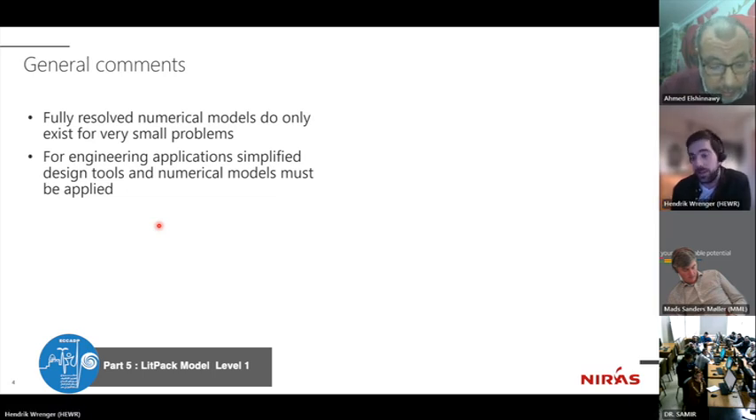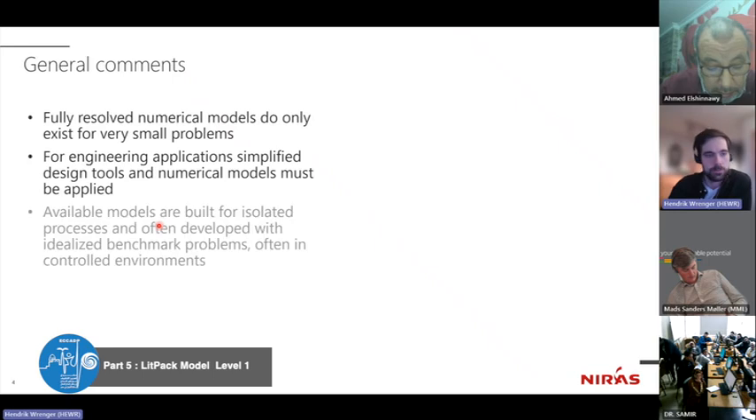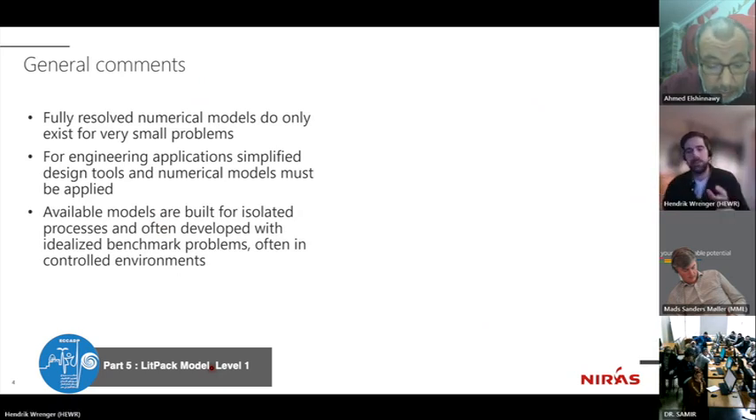So that means that for engineering applications, simplified design tools and numerical models must be applied. And that's actually the category where the whole LitPack suite is in. It's a set of simplified models, and these models are often built for isolated processes. So I cannot model the whole real system with all its interdependencies, because then the model becomes way too complicated and I can't run it for long periods of time. So we isolate processes, and then often we develop individual models for these isolated processes on benchmark problems.